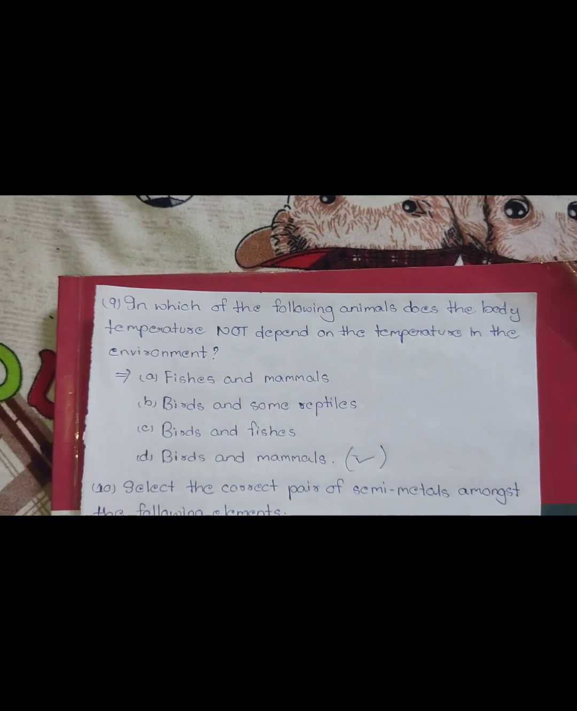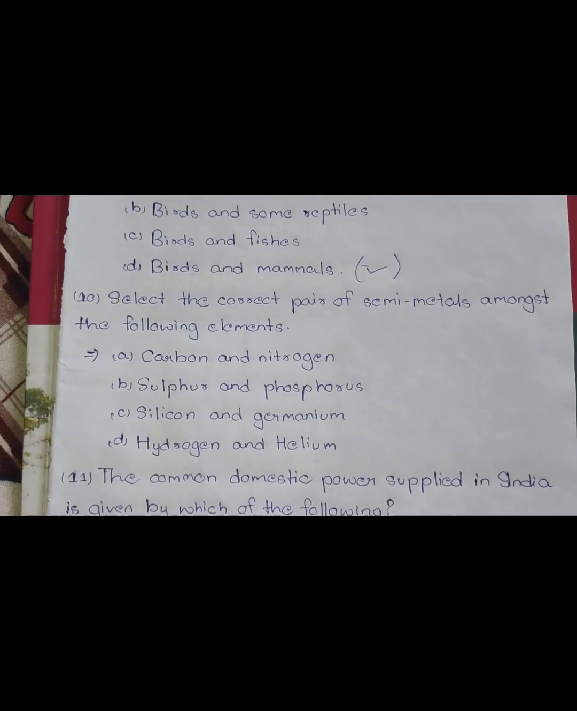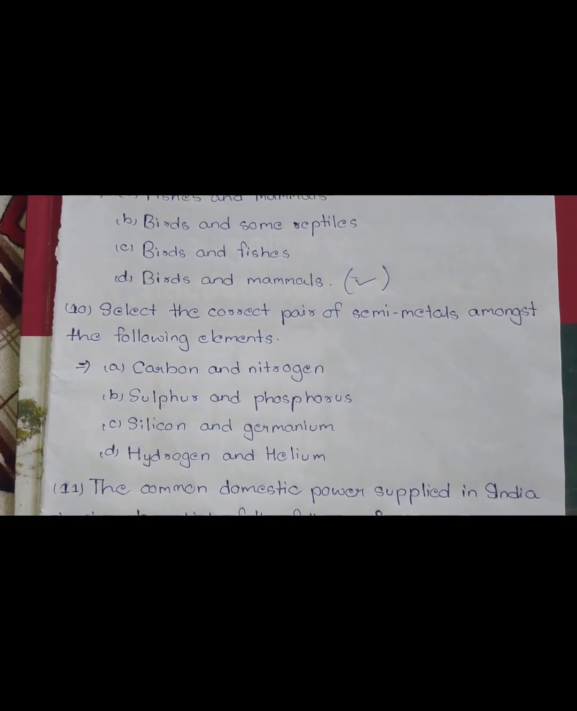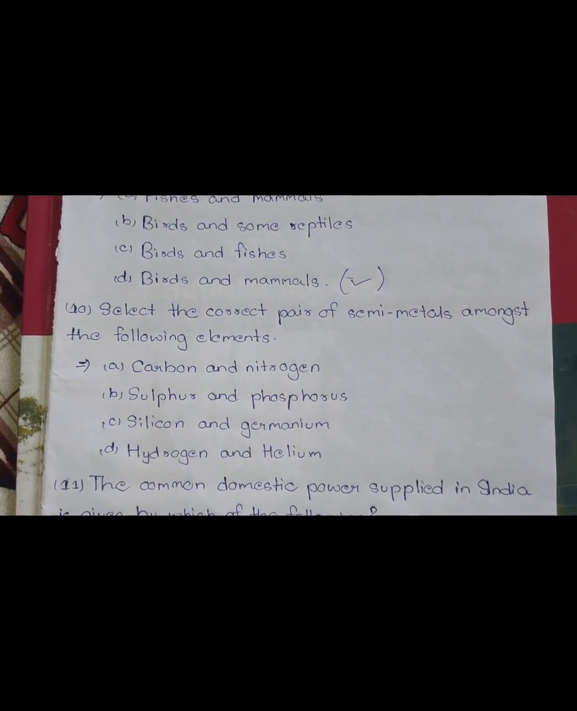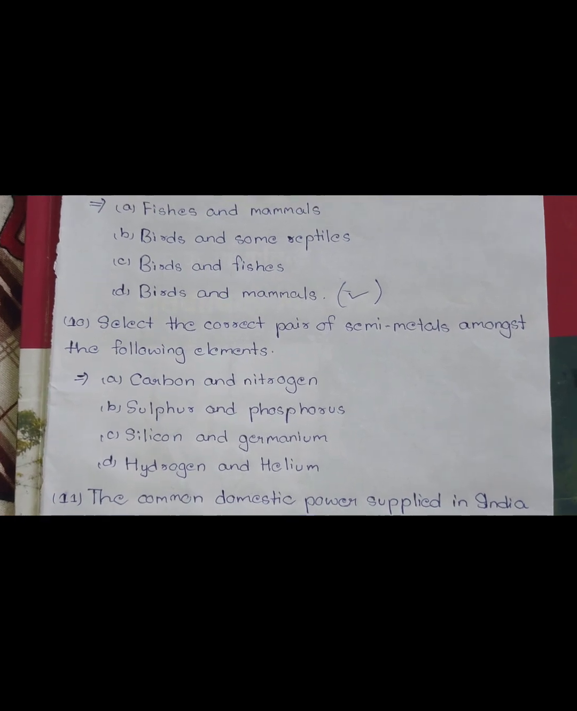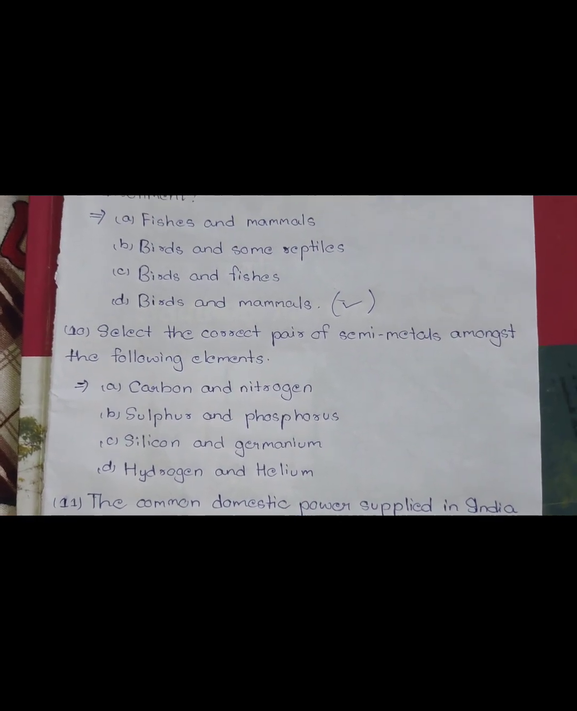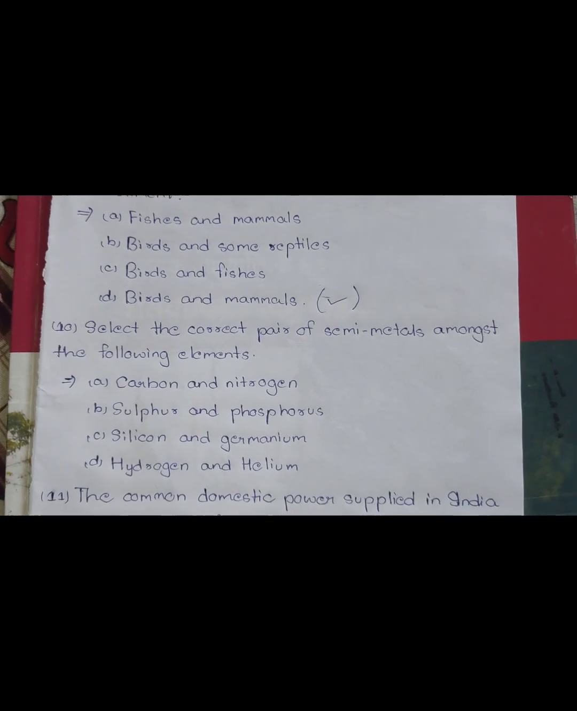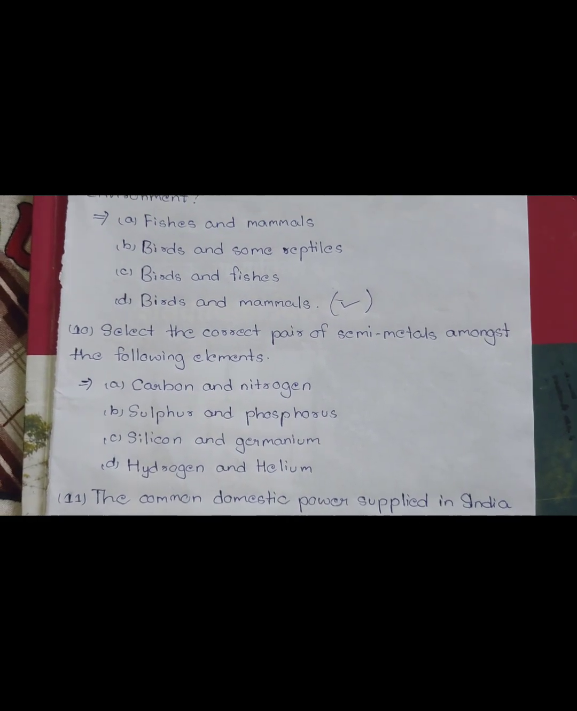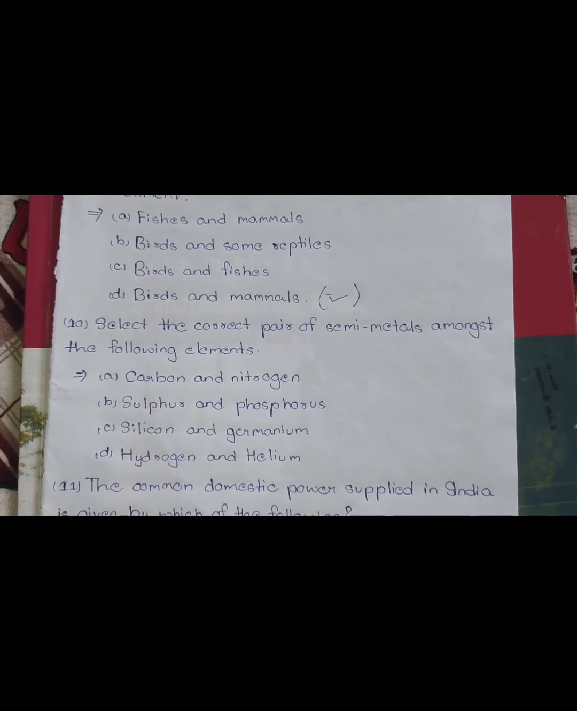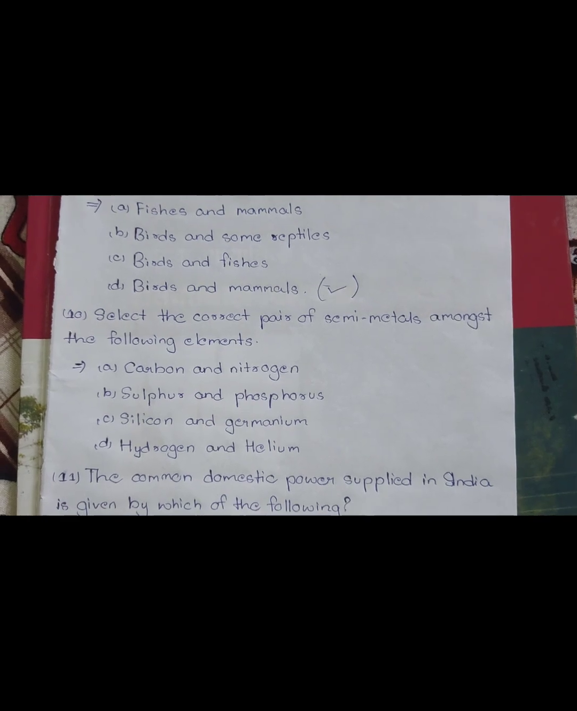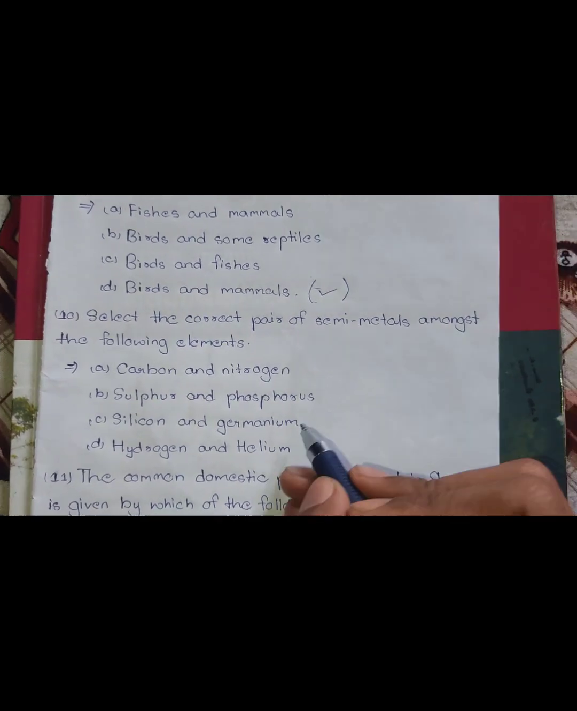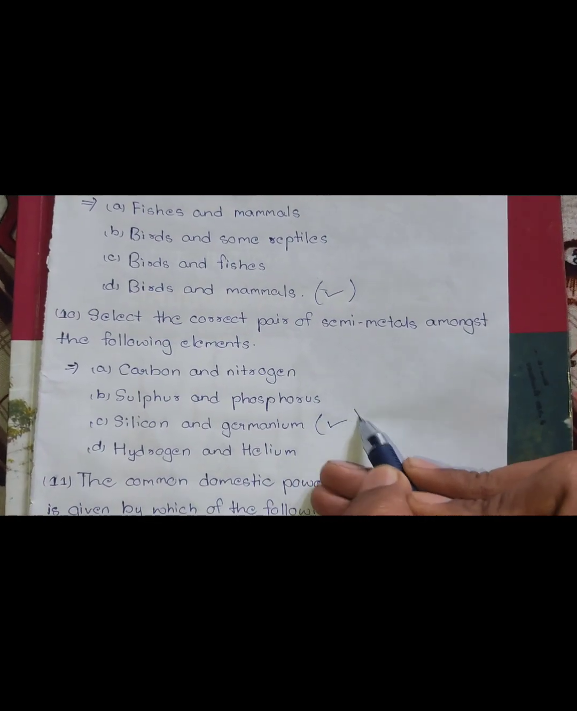Please note it down. Next question, select the correct pair of semi-metals amongst the following elements. Option A, carbon and nitrogen. Option B, sulfur and phosphorus. Option C, silicon and germanium. Option D, hydrogen and helium. So the right answer is option C, silicon and germanium.